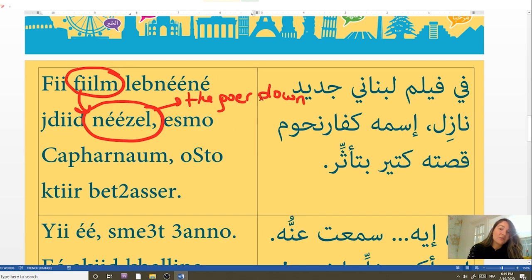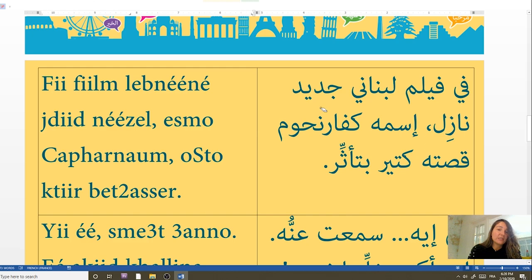But in Arabic, to be released, we say nazil, to go down. I don't know why we say to go down. I think in English you would say released or it has come out or up. I'm not sure. But in Arabic, when you want to say something is new or it's been released recently, we say nazil. So when I say في فيلم جديد نازل, there is a new movie that's just been released. So نازل is a participle, it is not a verb.